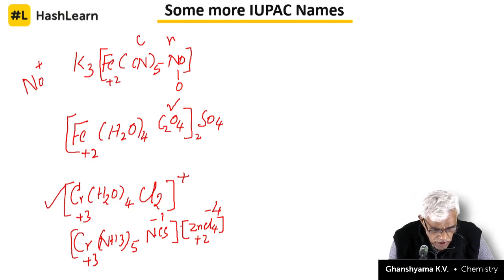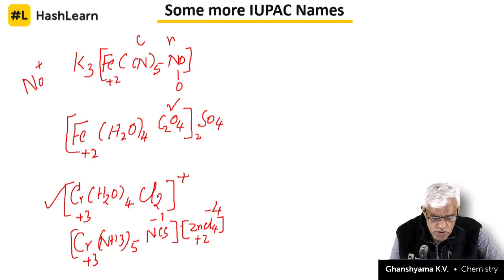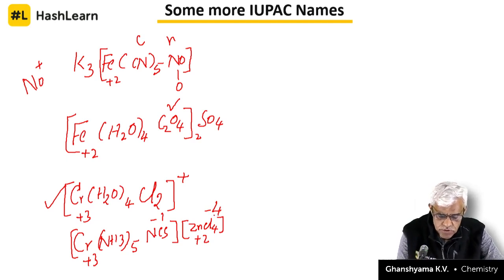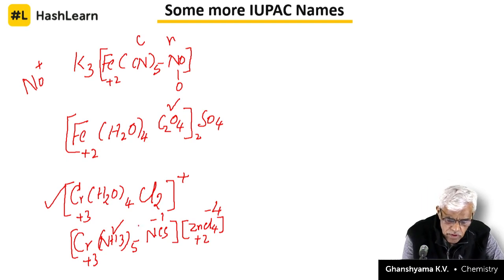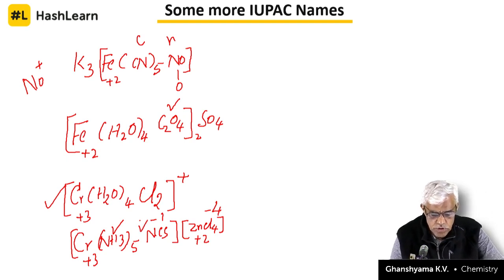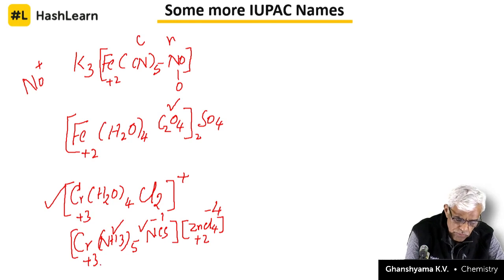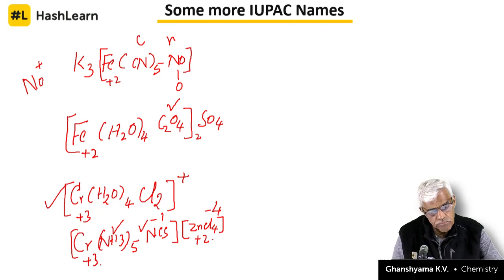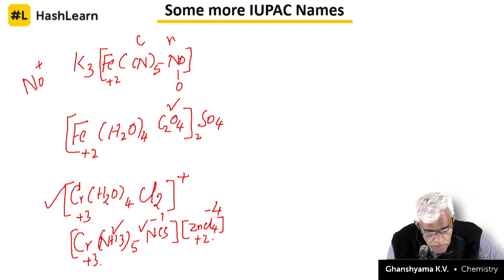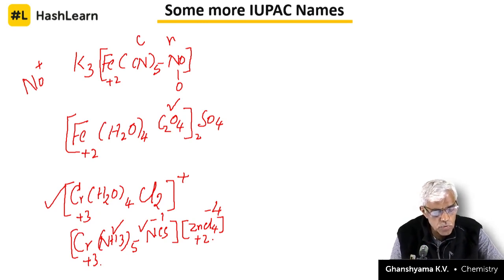Hence the name of this compound is pentaamine isothiocyanate chromium 3 tetrachlorido zincate 2. I repeat, pentaamine isothiocyanate chromium 3 tetrachlorido zincate 2, and that is the IUPAC name of the compound.